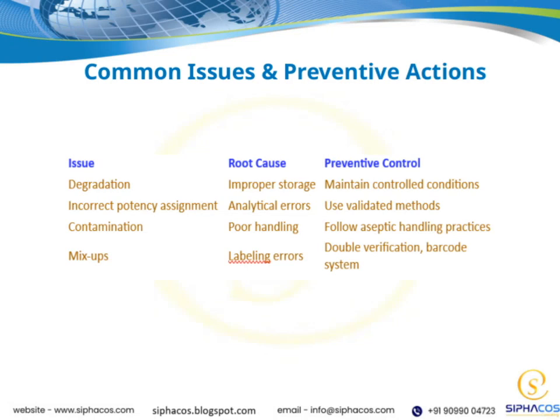Now, let's take a look at some common issues that can arise and the preventive actions we can take to address them. Understanding these challenges is crucial because it helps us maintain efficiency and avoid larger problems down the line. First, we often see issues related to process deviations, which can happen when procedures aren't followed correctly. To prevent this, it's important to have clear guidelines and regular training.